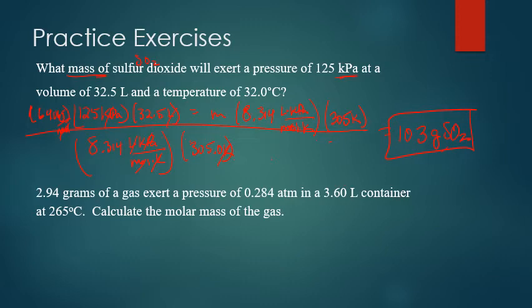Alright, so for our next problem, we have 2.94 grams of a gas exerts a pressure of 0.284 atmospheres in a 3.6 liter container at 265. Calculate the molar mass of the gas.